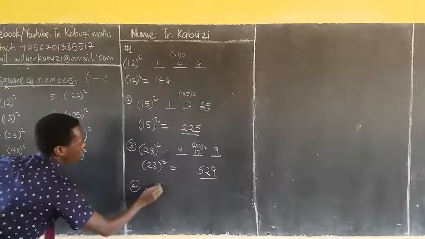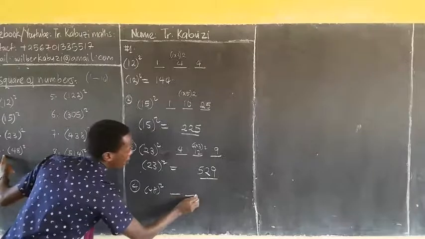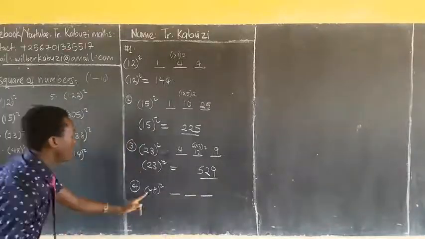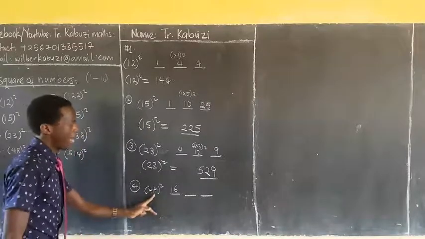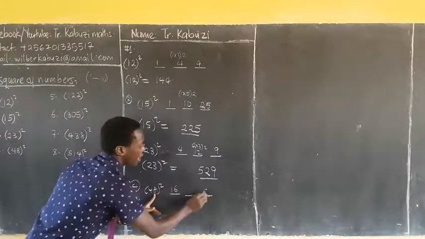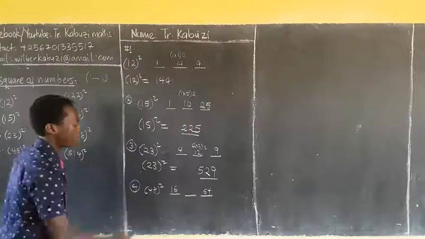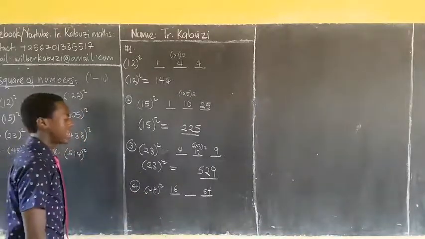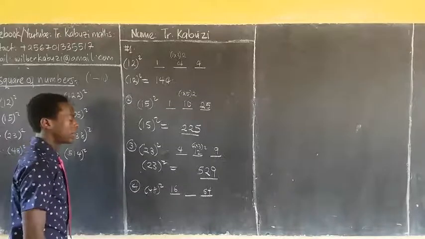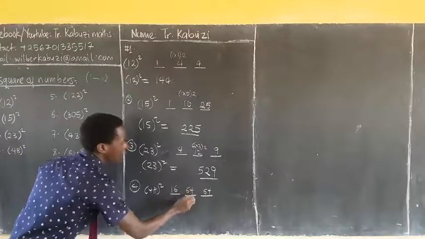48 squared. You draw your 3 gaps. When you square 4, you get 16. When you square 8, you get 64. Now when you get 4 times 8, that's 32. Then times 2, you get 64.